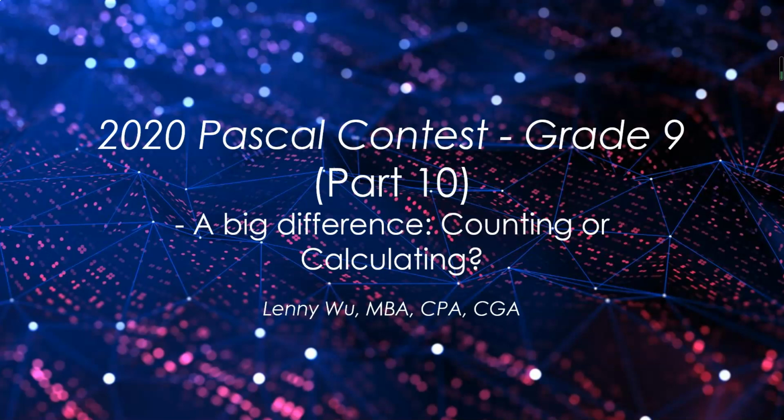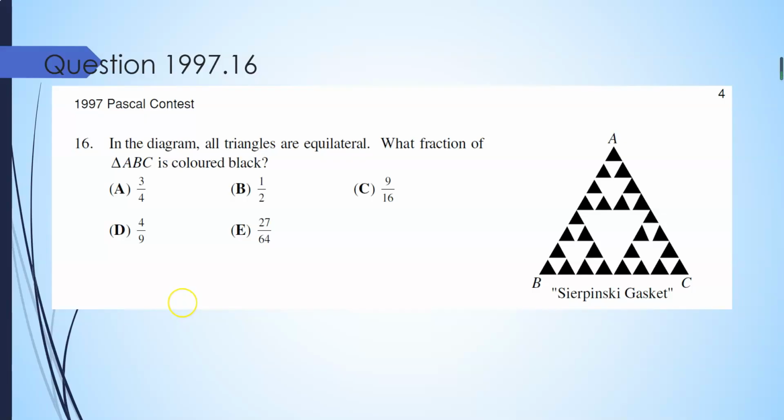In Part 5 of this course, we mentioned that do not count if you can calculate. Now let's drive the concept home by seeing another example and see the big difference in terms of time saving using each method. Question 16. In the year 1997. In the diagram, all triangles are equilateral. What fraction of the triangle ABC is colored black?